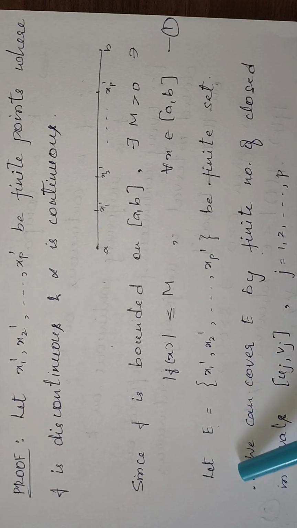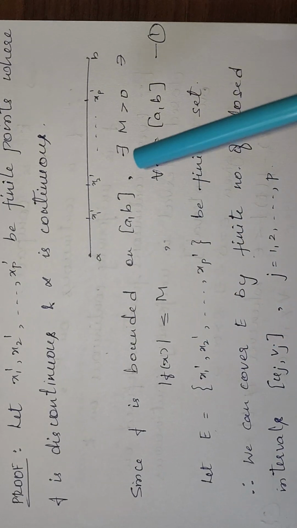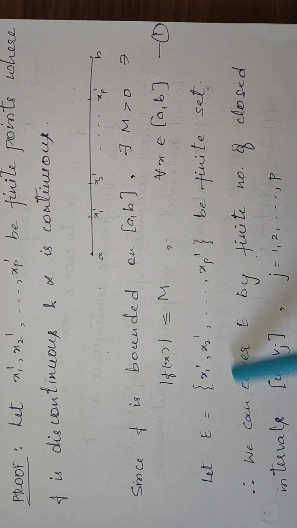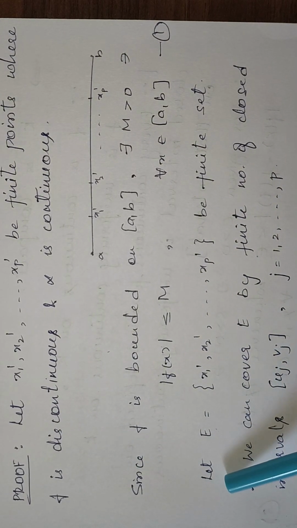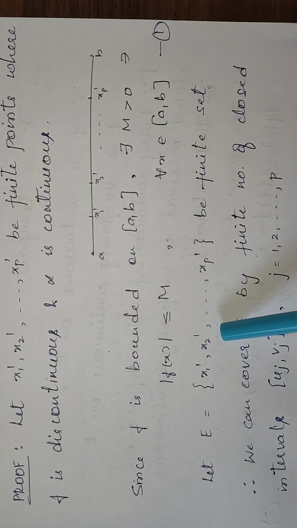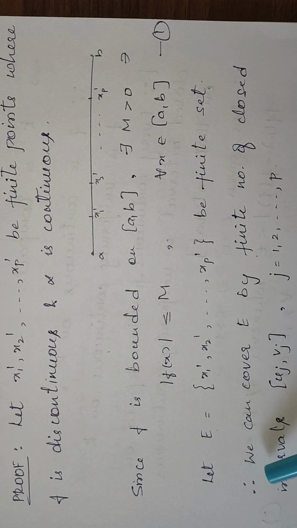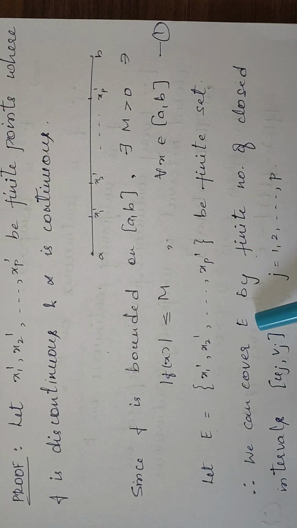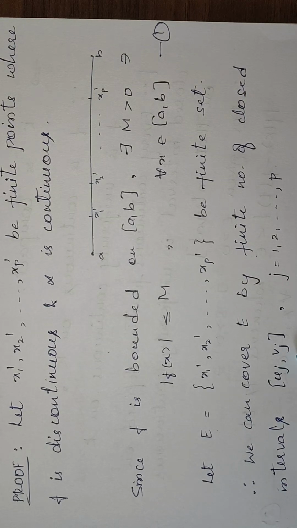And let E, I have taken these points in a set and I have named that set as E. So let E equal x1', x2', etc. up to xp' be a finite set. Therefore, we can cover E by a finite number of closed intervals [uj, vj].